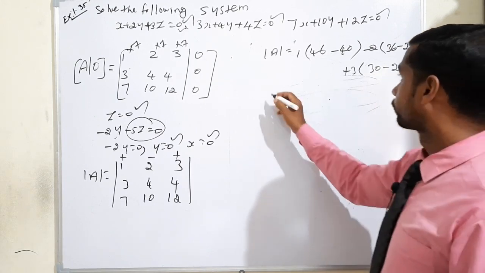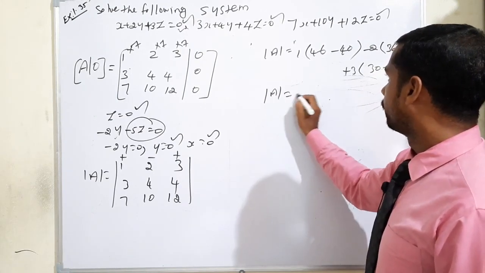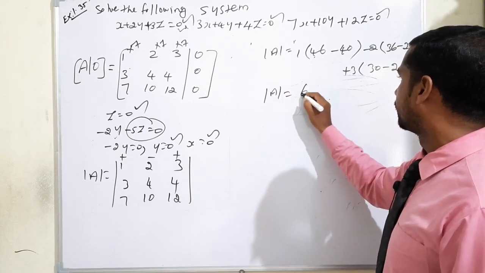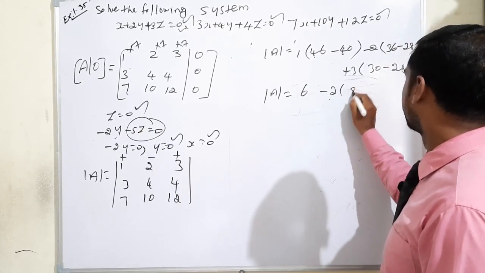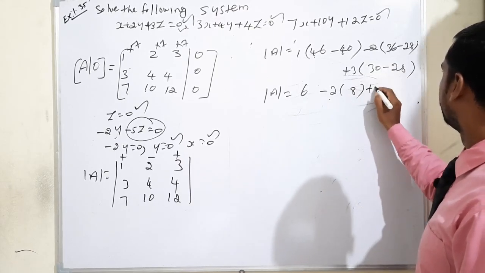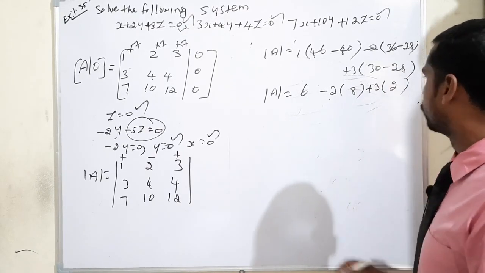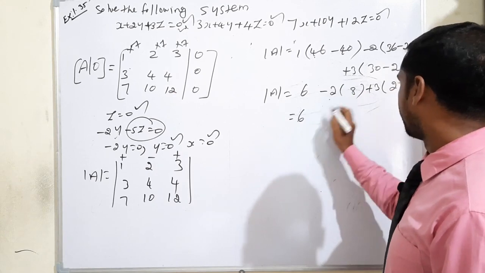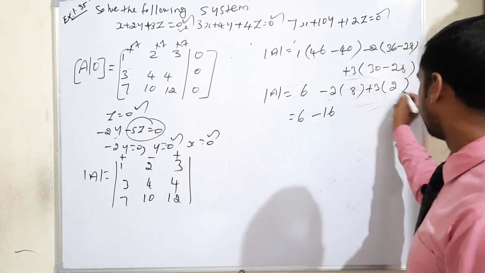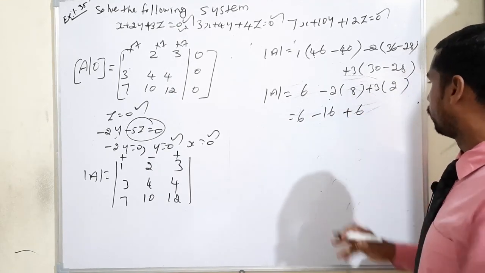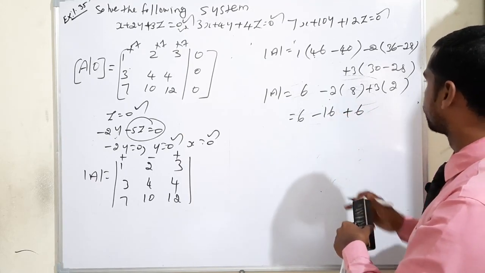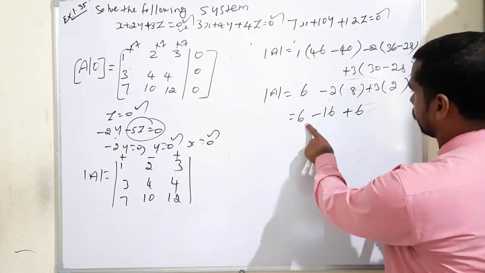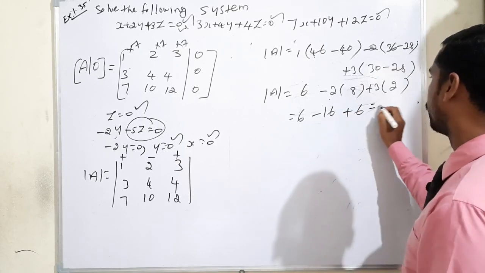Now, so determinant A is equal to 46 minus 46 will come. Then minus 2 means 36 minus 28, so 8 will come. Then plus 3 means 30 minus 28, true. Therefore 6 minus 8, 2 into 8 minus 16, 3 into 2 positive 6. Now look at there, 3 into 2 is 6, 2 eights are 16. So definitely 6 plus 12, 12 minus 16, minus 4 will come, isn't it?